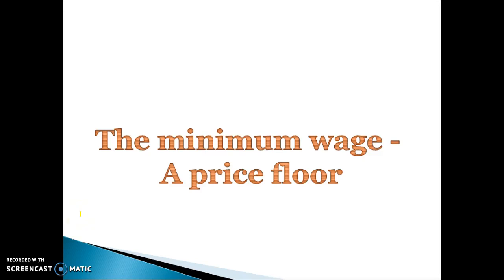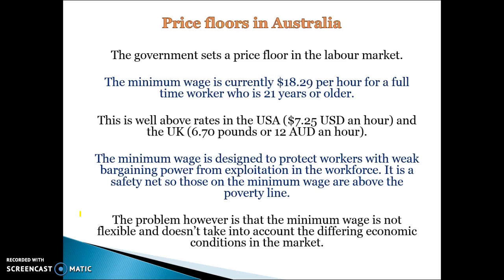Okay, the first of two government failures which you can talk about on your exam that you can link to efficiency and resource allocation is price floors, and the particular one we're going to talk about is minimum wage. You could also use this if they ask you, one way the government intervenes in the labour market and how that leads to inefficiency. So essentially the government sets a price floor in the Australian labour market, and that price floor is that you can't pay people under a certain price.